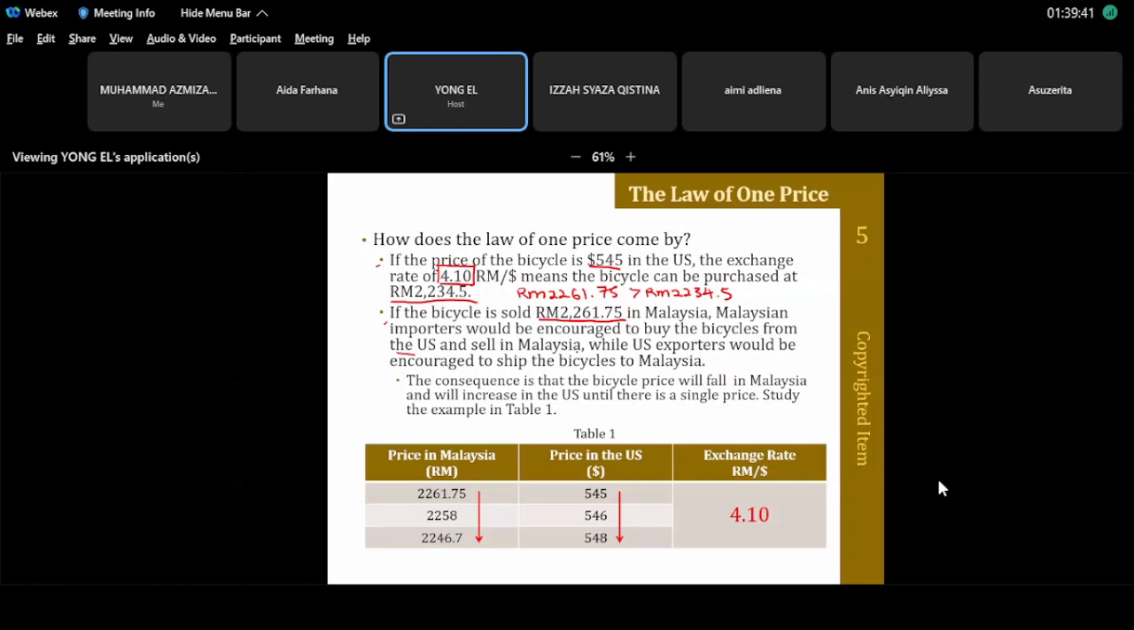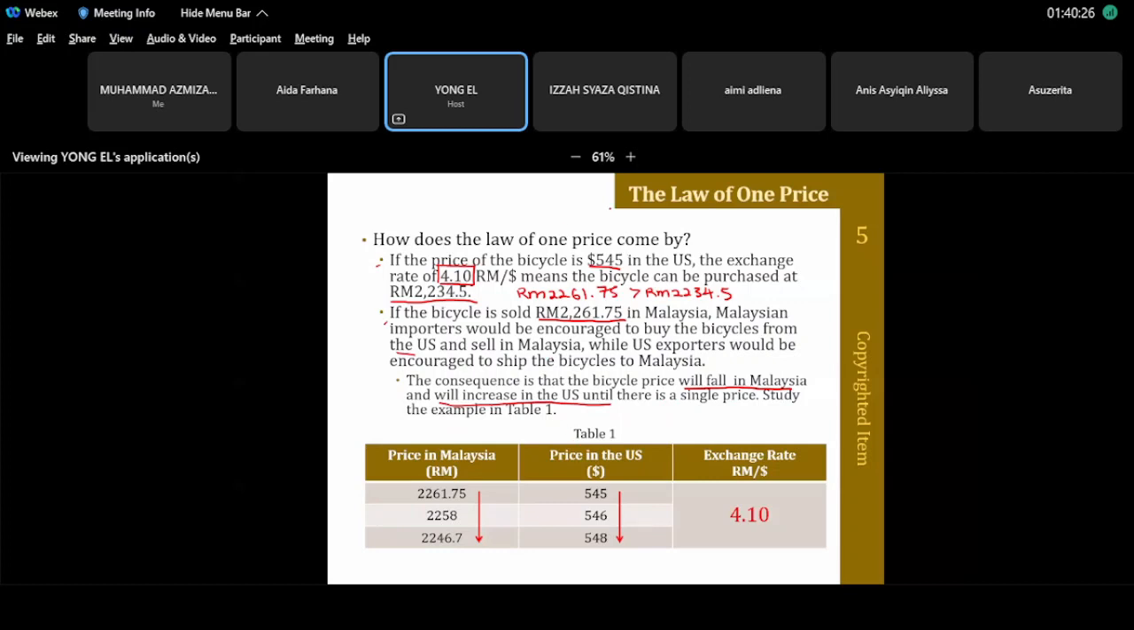Because they can get a higher revenue by selling at a higher price, while US exporters would be encouraged to ship the bicycles to Malaysia because they can, again, sell at a higher price in Malaysia compared to in the United States. People from the US will ship bicycles to Malaysia, and Malaysian bicycle companies will import bicycles from the United States and sell in Malaysia because they can sell at a higher price. The consequence is that the bicycle price will fall in Malaysia and will increase in the United States until there is a single price.